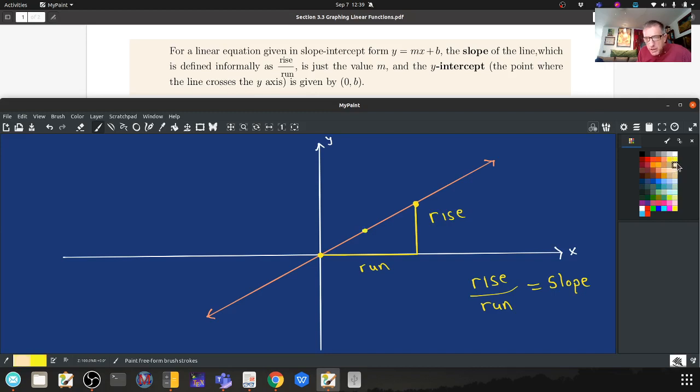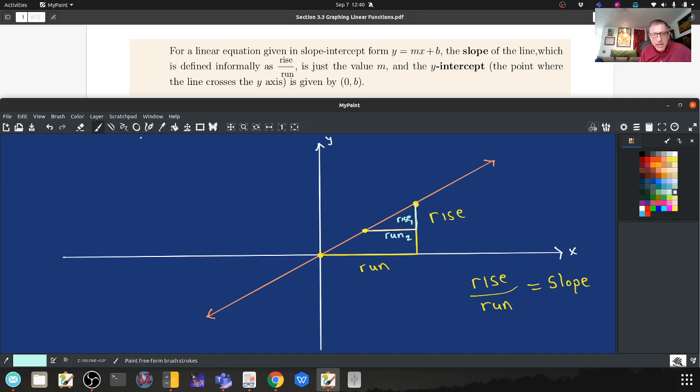So we're going to draw a rise and a run. So maybe rise 1 and rise 2. By this I mean the rise is this right here.